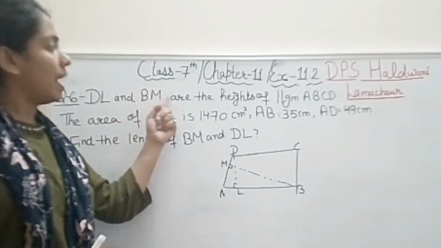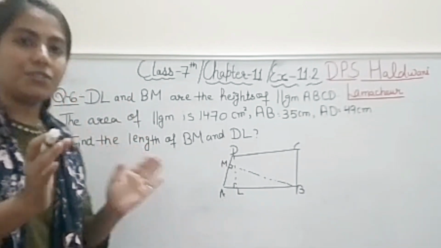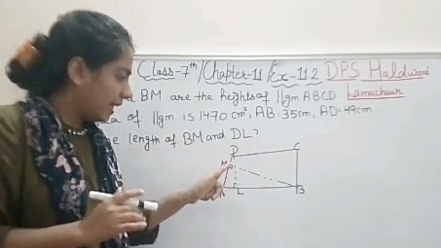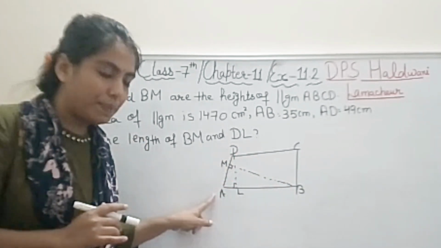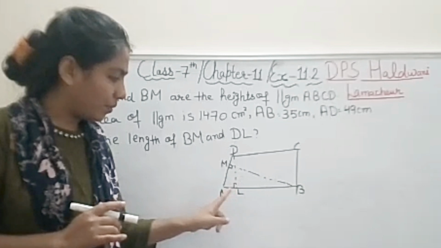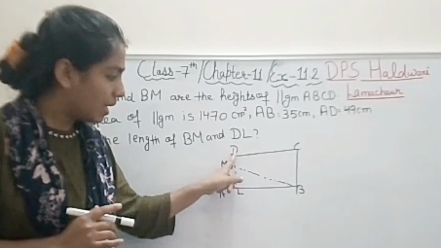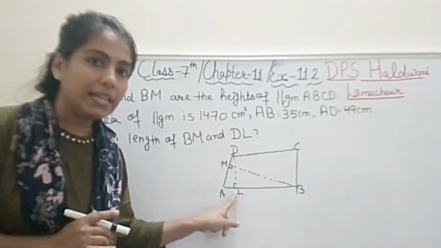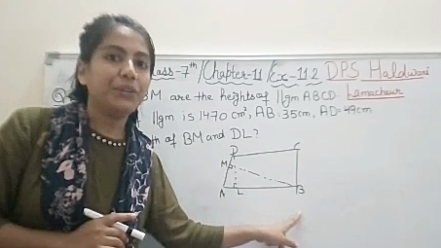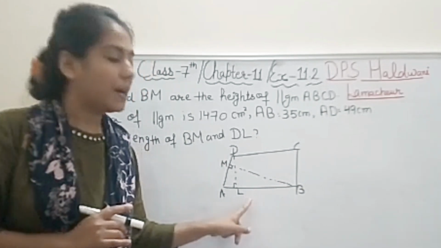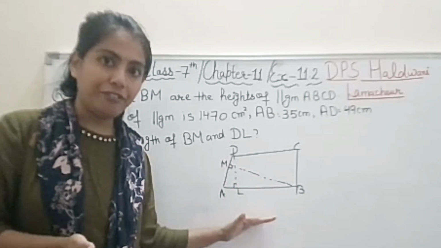DL and BM are the heights of a parallelogram ABCD. See, students, from the figure you can see that BM is a height for DA, means DA is a base and MB is a height, and AB is a base and DL is a height, because wherever the height makes a 90-degree angle with the base, that is the respective base for a respective height. Right, student? It's understood from the figure.